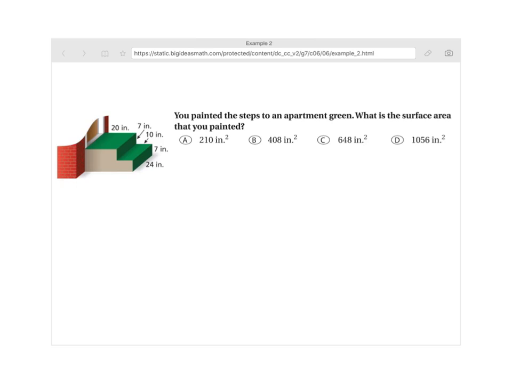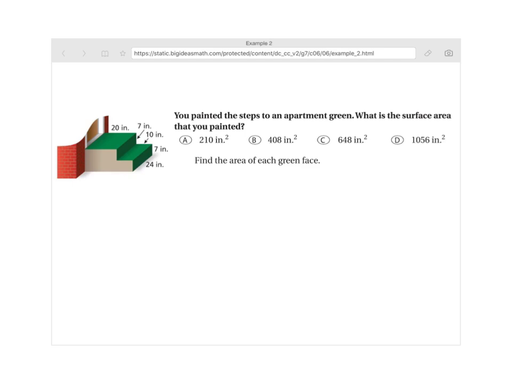All right, for this example, you painted the steps to an apartment green. What is the surface area that you painted? So we're not finding the surface area of the entire steps, we're just finding the surface area of the green part. So we're going to break each of these into two pieces. For the top step, you can find the area of the rectangle by, well, we would just want the area of the face. We don't want the whole thing.